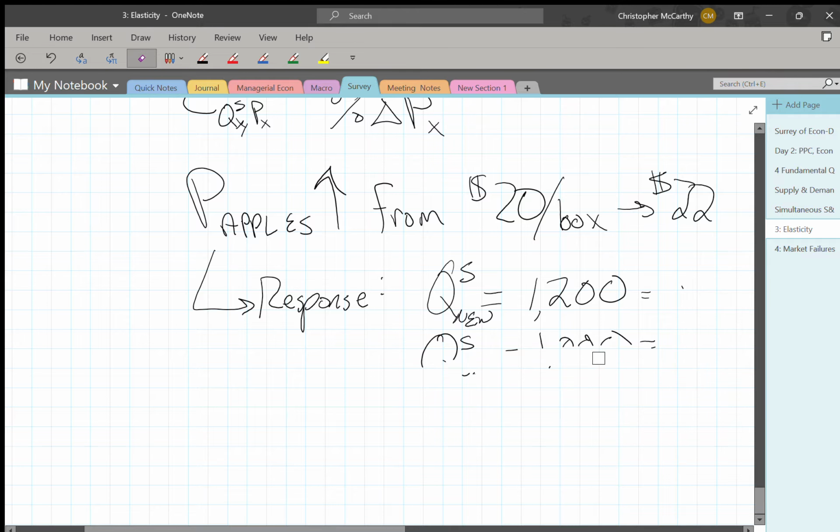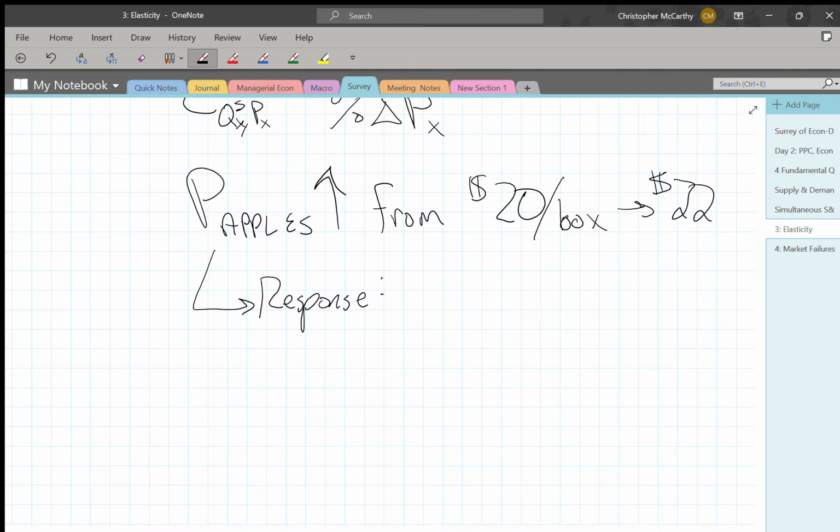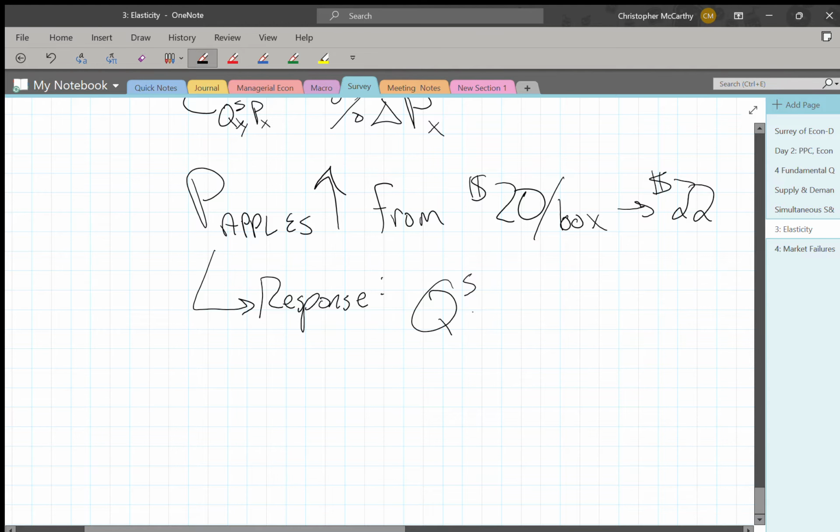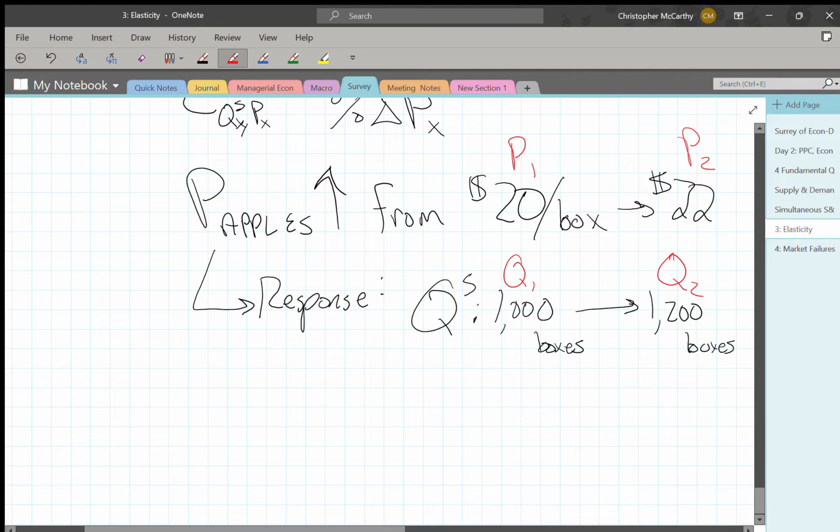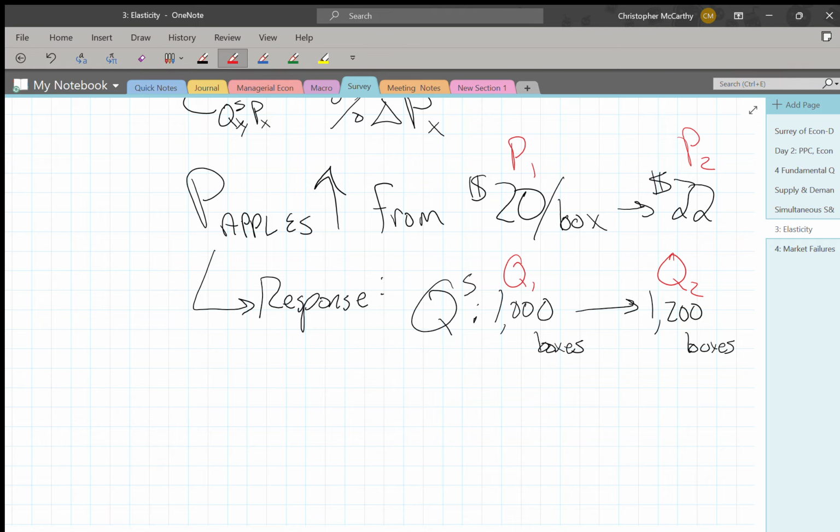Let's rewrite this and have old first and new. So quantity supplied goes from 1,000 to 1,200 boxes. So this is Q1, this is P1, this is P2, and this is Q2. Again, we could have done it either way, but just to keep that conceptual compatibility and clarity, I'd like to have the second price be P2 and the second quantity be Q2.